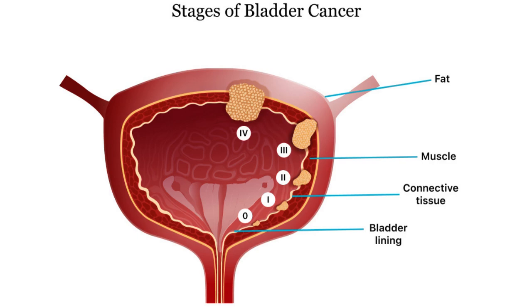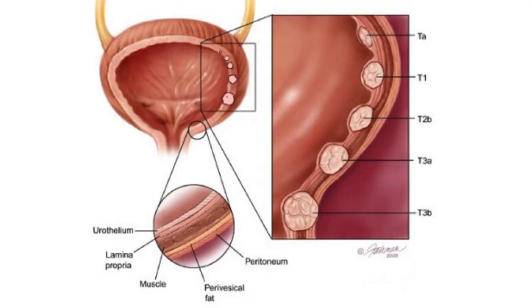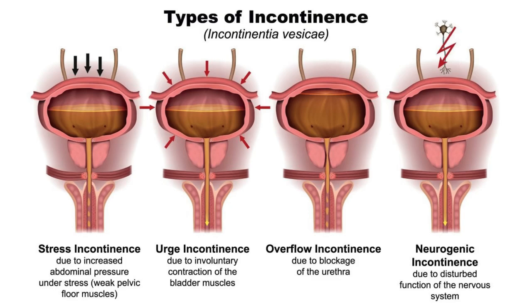Bladder cancer, a serious condition where malignant cells form in the tissues of the bladder, leading to symptoms such as blood in the urine, pain, and changes in urination patterns. Incontinence, the loss of bladder control, which can result in involuntary leakage of urine. This can be due to weakened muscles, nerve damage, or other underlying conditions.